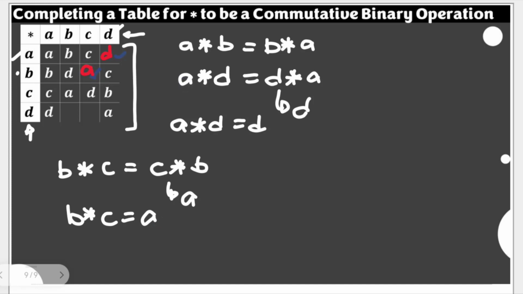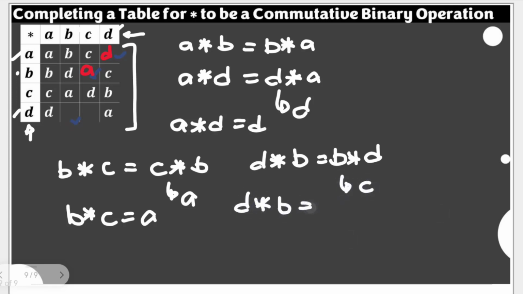Next would be this entry here. This is actually D star B. Let's have D star B, which will be the same as B star D. And B star D is here: B is the row and D is the column. The intersection is C. This would mean the entry here should also be C. So, since B star D is C, D star B should also be C. So we have this entry here, C.